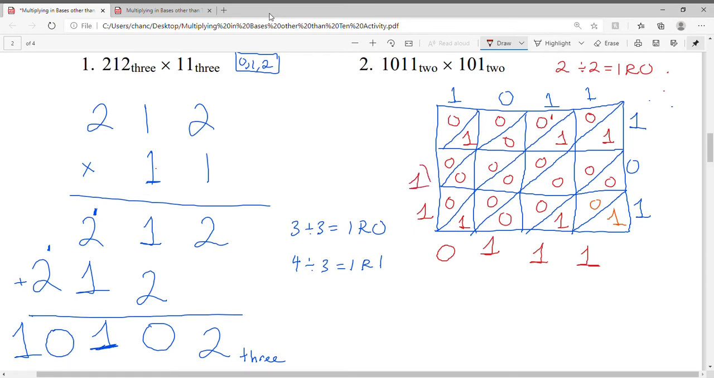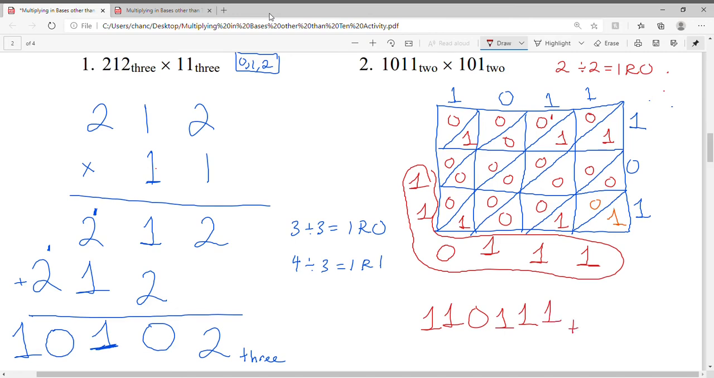Now we can find our answer, and let's write it out. Our solution is 1, 1, 0, 1, 1, 1, base 2. And so the lattice method is actually pretty convenient because we don't have to make sure it's stacked properly, then add. So this is also a good method to do. We just have to make sure we draw our lattice correctly.